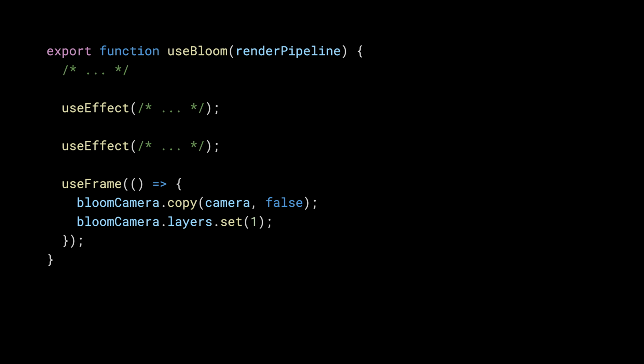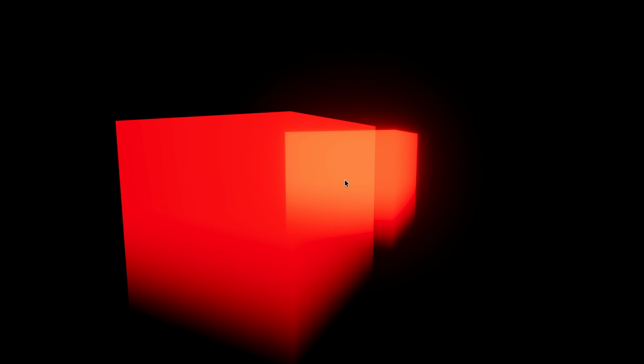We can do that with the use frame hook, where we can set the camera position on every frame and also tell the camera to look at layer 1. You need to do this even though we define the bloom camera by cloning the default one, because that's not enough to tell the camera to update its position. Now, at first glance, the bloom looks fine, but if you look closely, you'll notice that there's an issue with the depth. We could solve this by creating more textures and writing depth information to them, but thankfully, we don't have to do that, and there's an easier way.